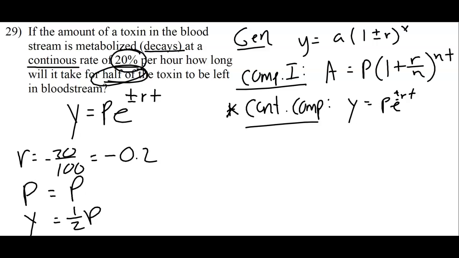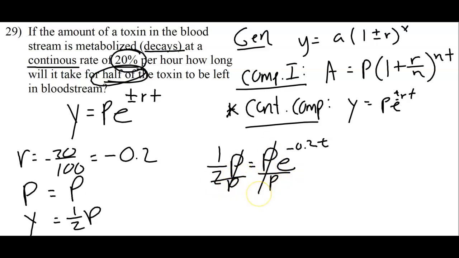Okay, so we have all that stuff. So if we plug these things in, I'm going to replace the Y with half of P. I'm going to leave the P there for now. My R is negative 0.2, and then my T goes right here. I'm going to divide the P out on both sides. And I'm going to change this to a decimal just because I prefer it to be a decimal.